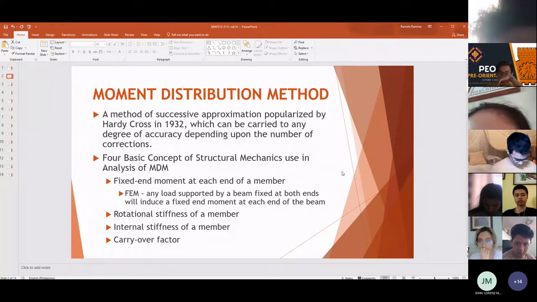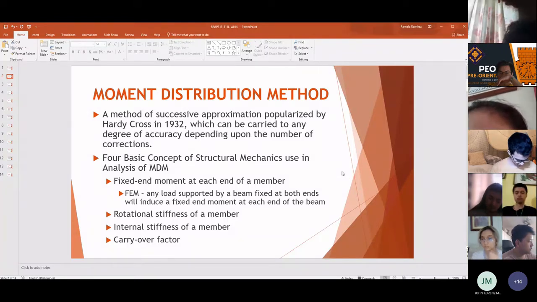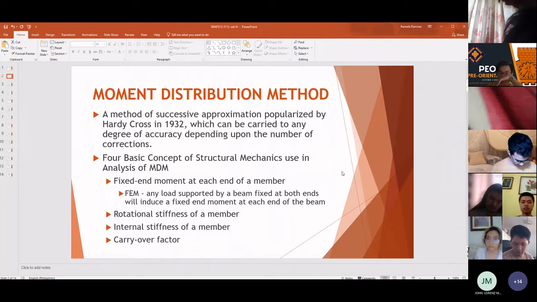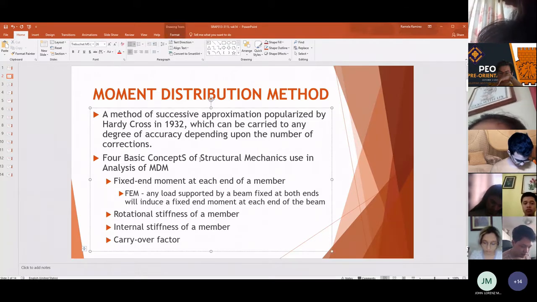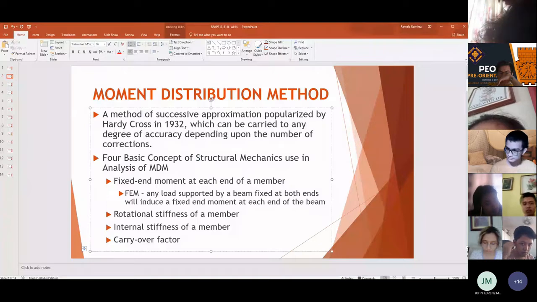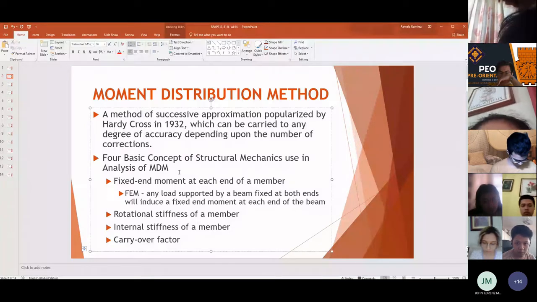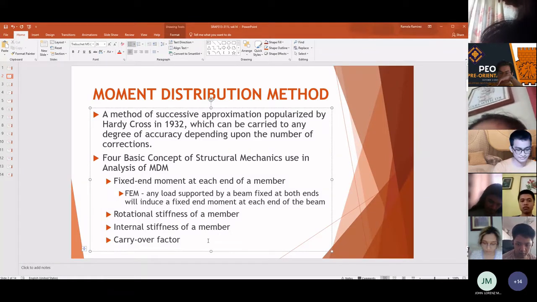What the moment distribution method does is you can carry out any degree of accuracy depending upon the number of corrections. And in the moment distribution method, actually there are four concepts which we are going to use in the structural mechanics for the analysis of beams. One is the FEM, the fixed end moment. The other one is the rotational stiffness of the member. Then you have the internal stiffness of the member and the carryover moment factor.